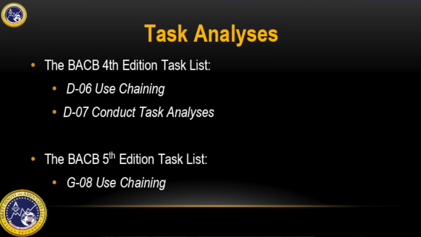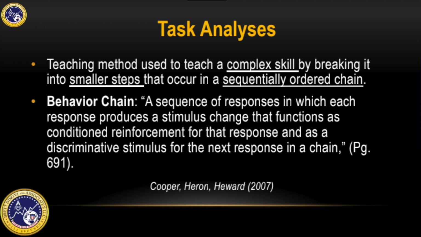In this episode, we're going to discuss task analyses. Task analysis can be found on the 4th edition BCBA task list under D6, Use Chaining, and D7, Conduct Task Analyses. It can also be found under the 5th edition task list under G8, Use Chaining. Task analysis is a teaching method used to teach a complex skill by breaking it into smaller steps that occur in a sequentially ordered chain.